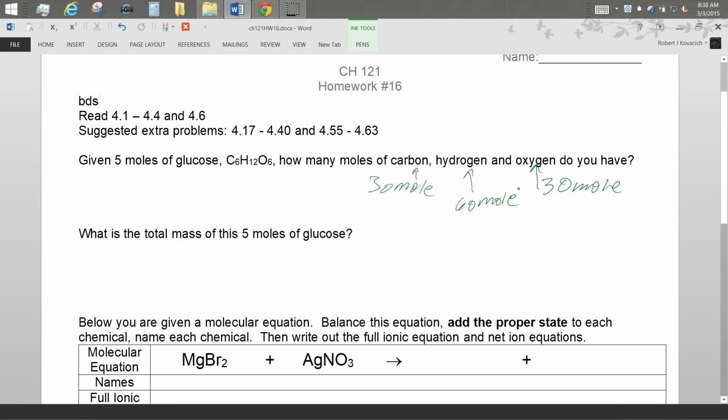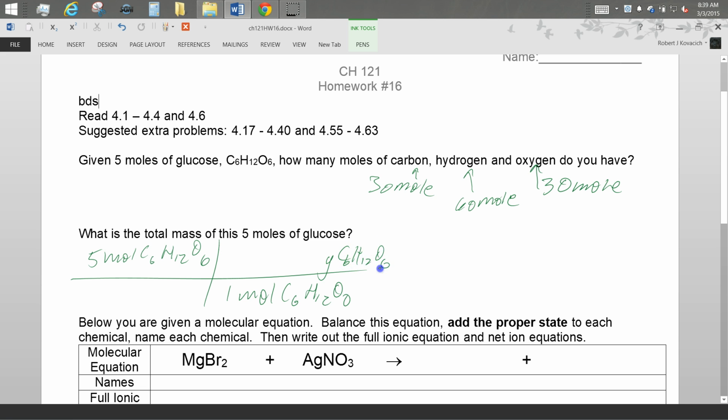What's the total mass of the 5 moles of glucose? All right, so I've got 5 moles of C6H12O6. And for every 1 mole of C6H12O6, how many grams? So somebody got a molar mass for that? No? Yes, maybe.